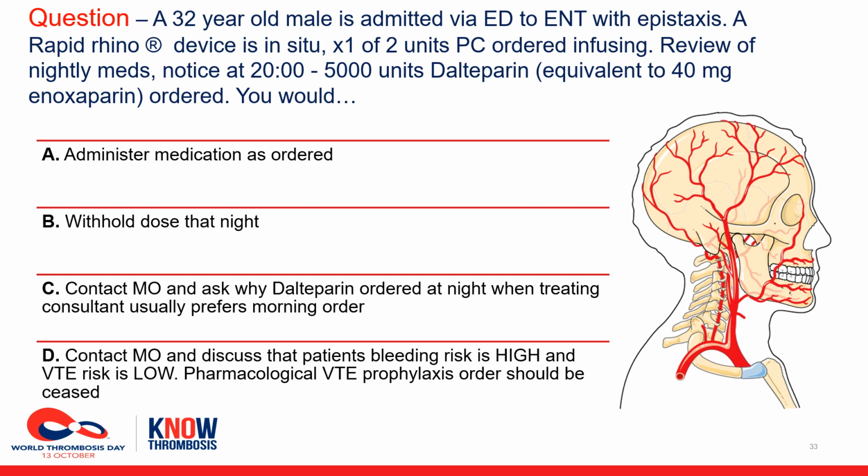So next question. A 32-year-old male is admitted via ED to ENT with a significant nosebleed. A rapid rhino device, a catheter, has been placed up his nose to stop the bleeding, and he's receiving 1 unit of the 2 units of packed cells that are ordered. On review of his nightly meds, you notice that at 8 o'clock at night he has been ordered a prophylactic dose of low molecular weight heparin. And this 32-year-old male has no other VTE risk factors. He's pretty mobile, he's getting around. His BMI is fine. He's never had a blood clot before.